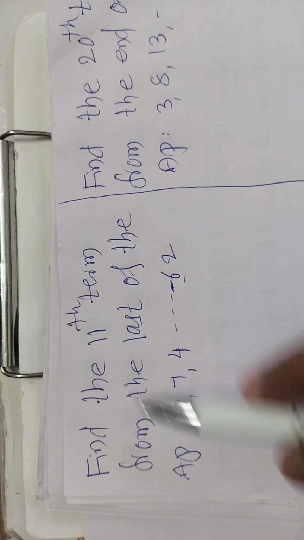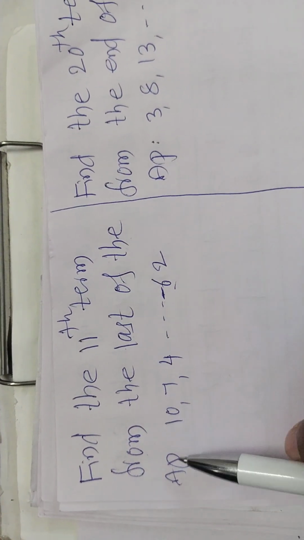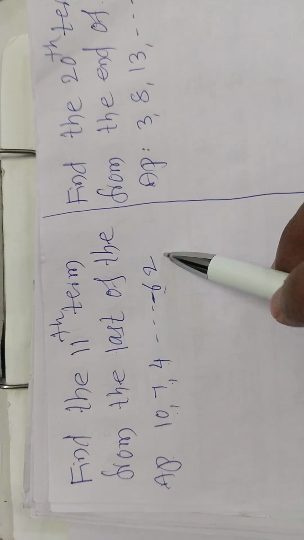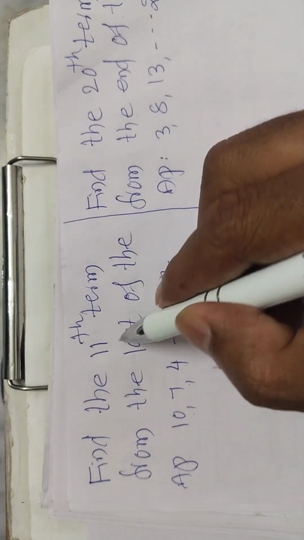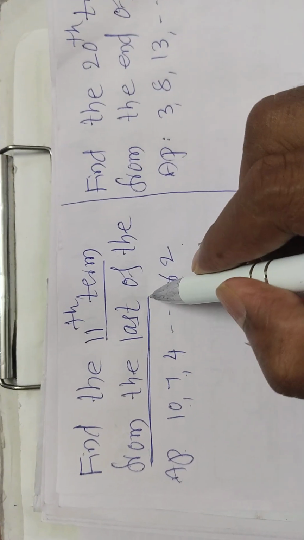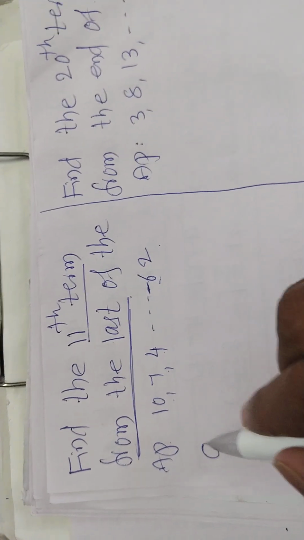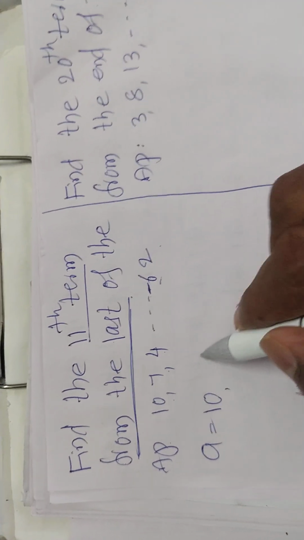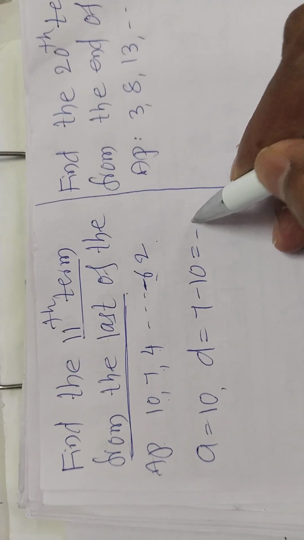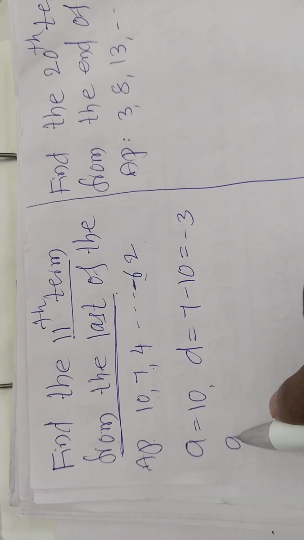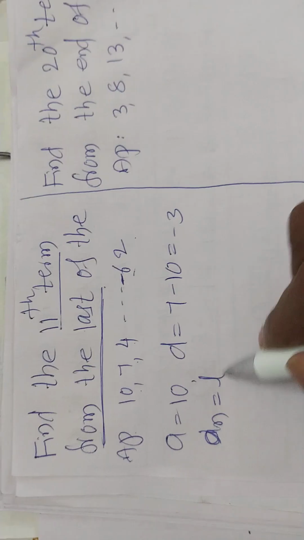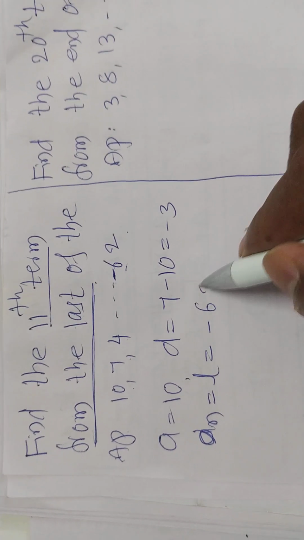Find the 11th term from the last of the AP 10, 7, 4, ..., -62. We have to find the 11th term from the last. So here a = 10, d = 7 - 10 = -3. The last term, that means a_n or l, both are the same, equals -62.